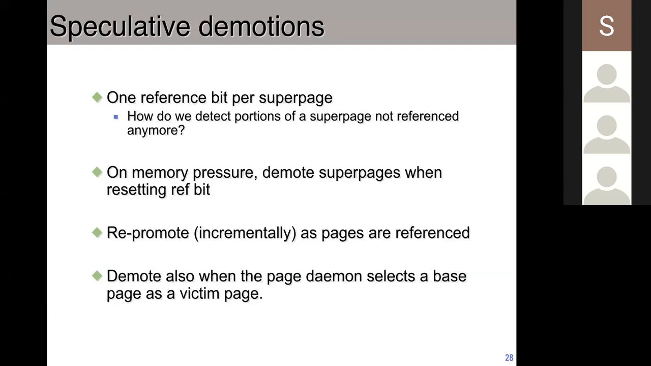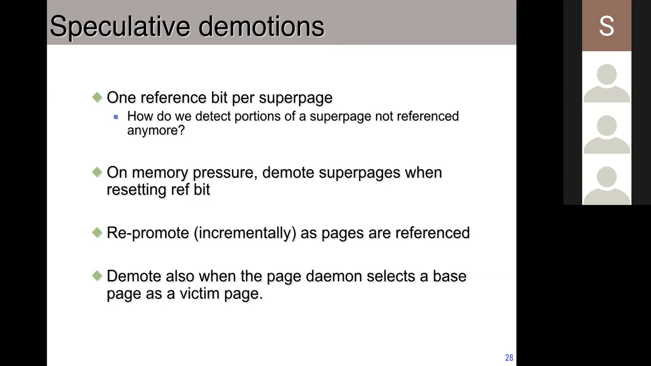One of the heuristics, and heuristic usually means rules of thumb, like it's not guaranteed to work all the time, but kind of works most of the time. So one of the heuristics that these guys propose is that whenever you have memory pressure, you automatically demote all the super pages that you have, and reset their reference bit. So if I had a very large super page, 256 megabytes, I'm going to just demote the whole thing into base pages.